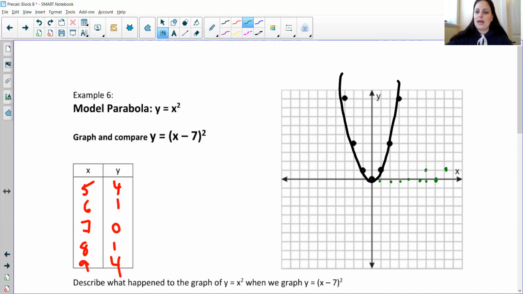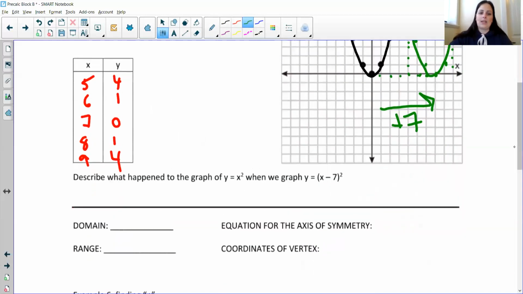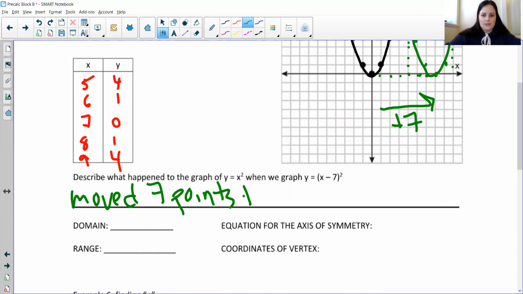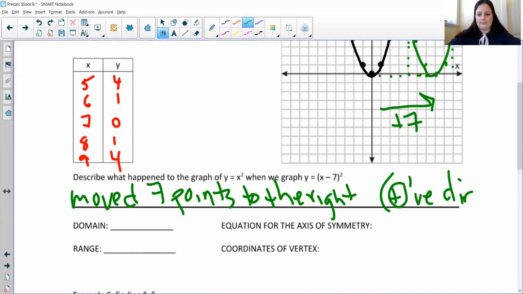We find that the parabola, even though we subtracted 7, doesn't go in the negative direction. It moves 7 in the positive direction. Okay, so it moved 7 points to the right, which is in the positive direction.